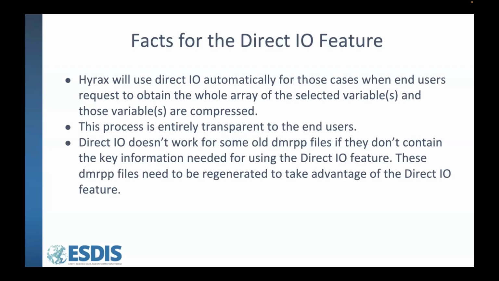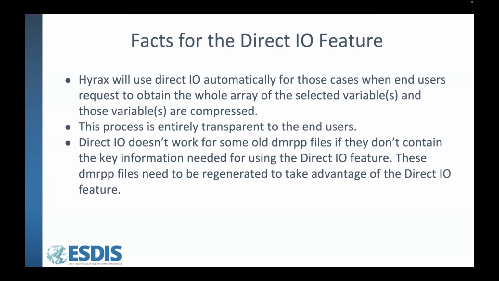there are some restrictions. The array must be selected. The whole array must be selected. You cannot use direct IO for a subset of a variable, and also this variable must be compressed. There are some other restrictions I just ignore here, or we can discuss offline.